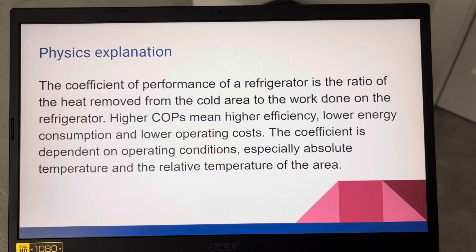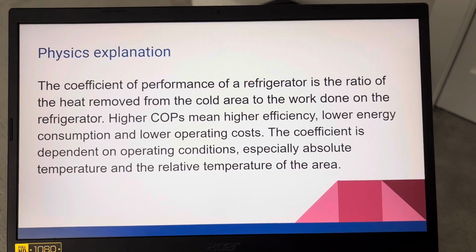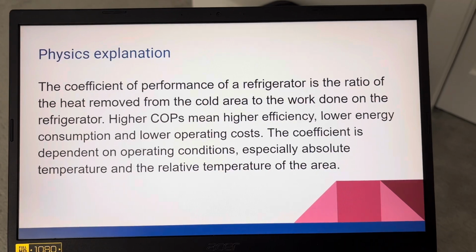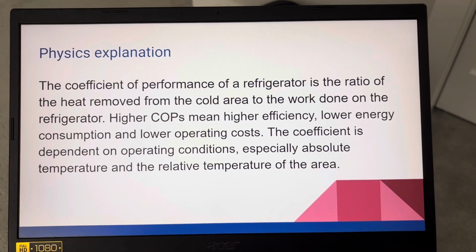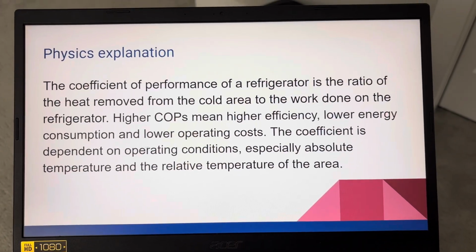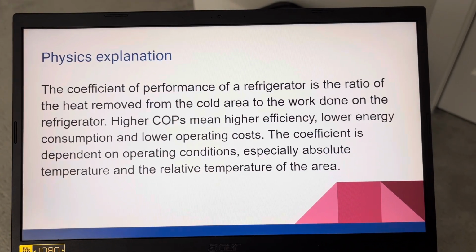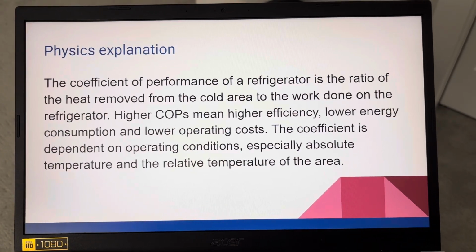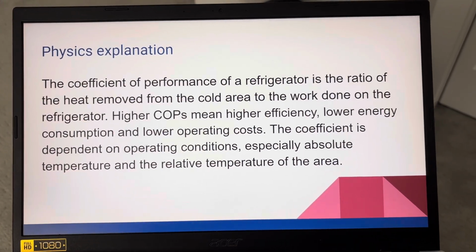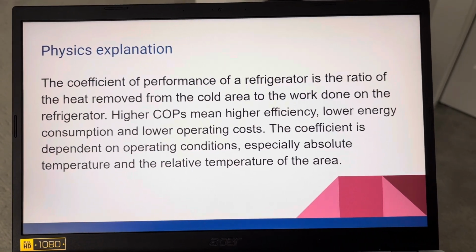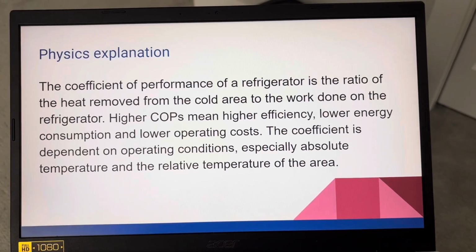The explanation of the physics here is that the coefficient of performance of a refrigerator is the ratio of the heat removed from the cold area to the work done on the refrigerator. Higher COPs, or coefficients of performance, mean higher efficiency, lower energy consumption, and lower operating costs. The coefficient is dependent on operating conditions, especially absolute temperature and the relative temperature of the area.